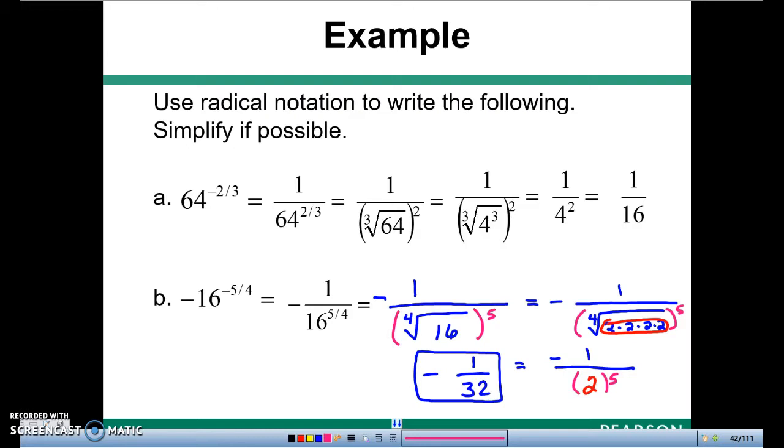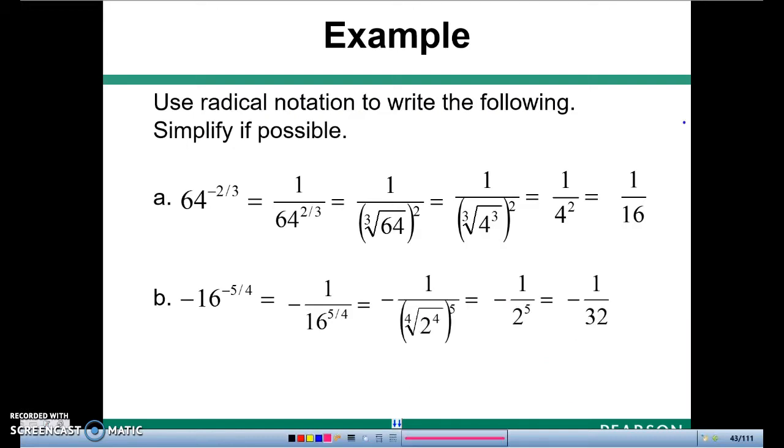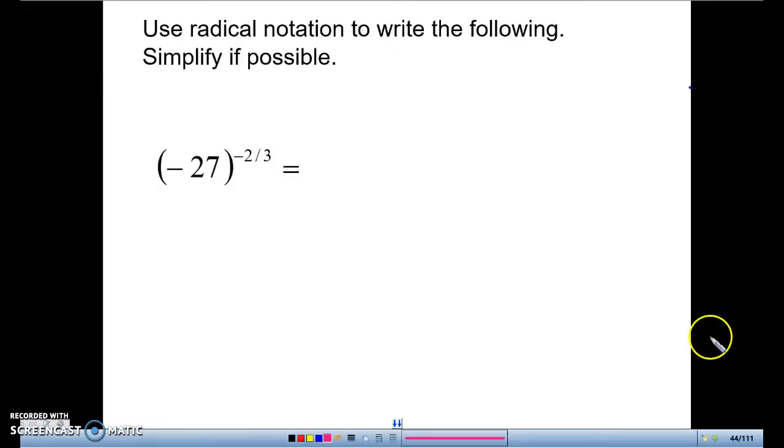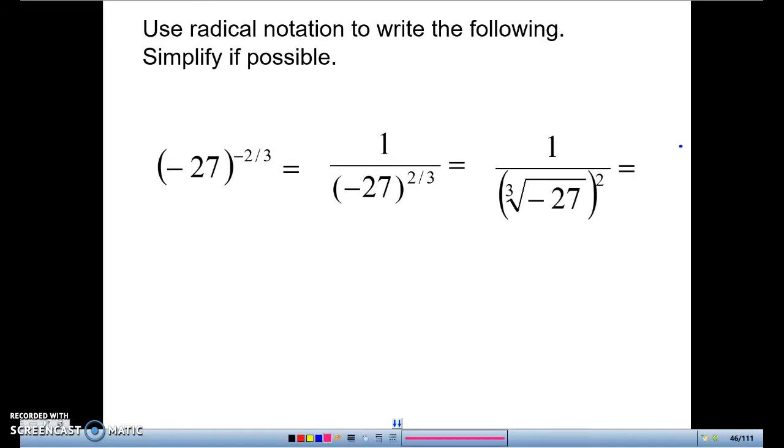Pause the video anytime you like. All right, use radical notation to rewrite the following. This time the negative is part of the base, and I'm raising it to a negative exponent. Let's make that exponent positive by putting the whole thing under 1. Now let's go to our radical notation. My index on my radical is 3, so the cube root of negative 27, that whole answer is going to be squared.